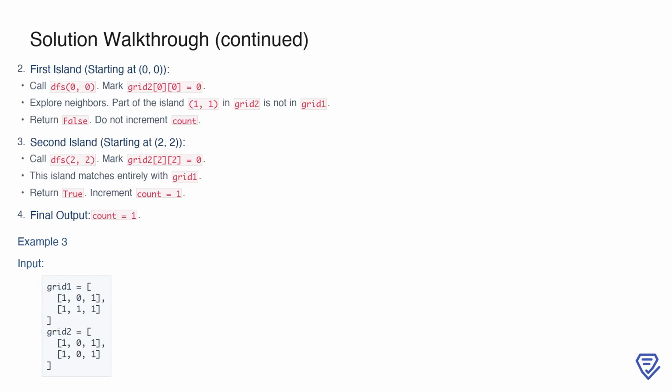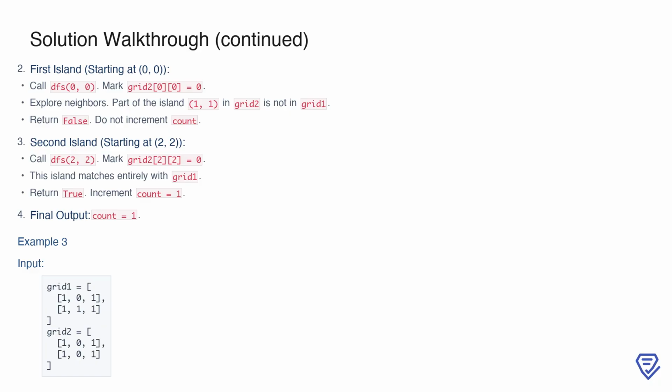For the third example, the grids are smaller, but the process remains the same. We start with count equals 0 and identify two islands in grid 2. The first island begins at 0, 0. Performing DFS, we confirm that all its cells in grid 2 correspond to 1s in grid 1. This island is valid, so we increment count to 1.